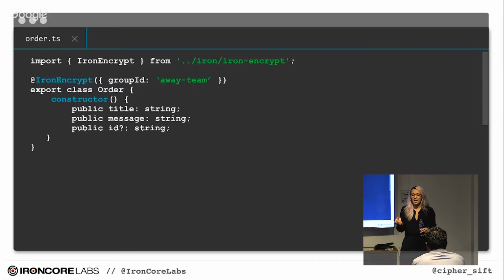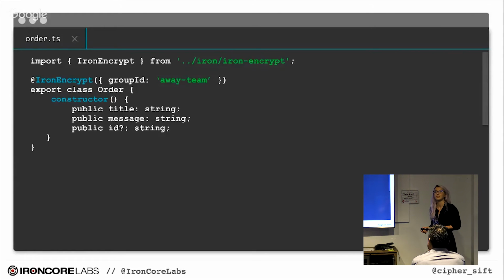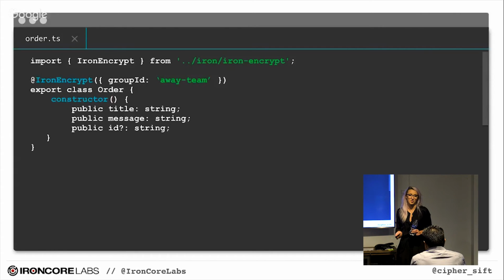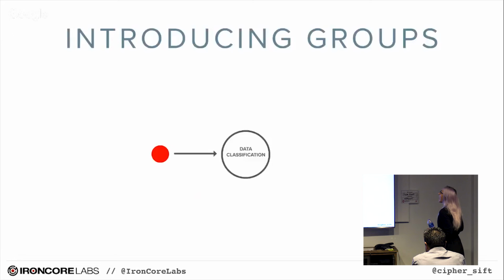So remember this idea of the decorator that I showed you, and the group ID, right? So groups are a level of indirection, and like any good computer scientist, we know that most problems can be solved with one added layer of indirection, right? And so we're going to use groups for this. What groups do is allow us to separately decide what data to encrypt from who should be able to see that data.